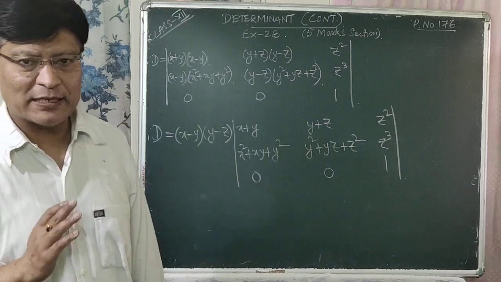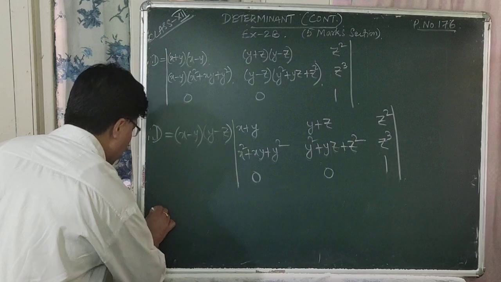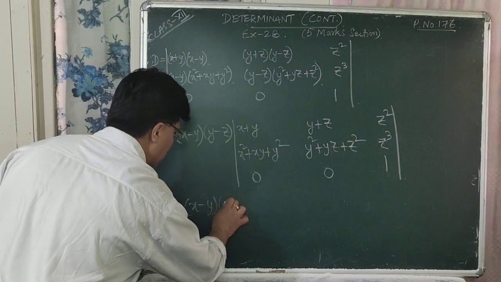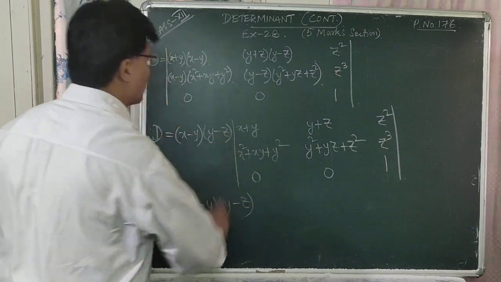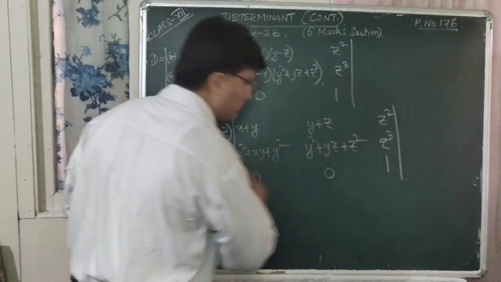Is it clear now? So now you can expand it, because there are two elements 0 in the third row. So you can expand it with respect to the third row, right? Let us expand it. So therefore D is equal to x minus y into y minus z. These are common out here. So let us expand it with respect to the third row.